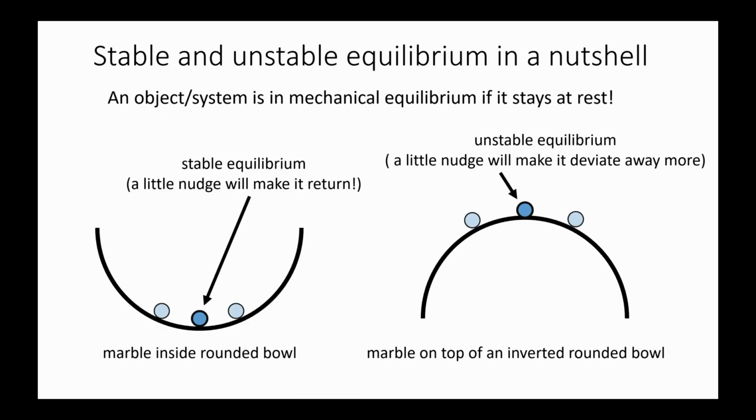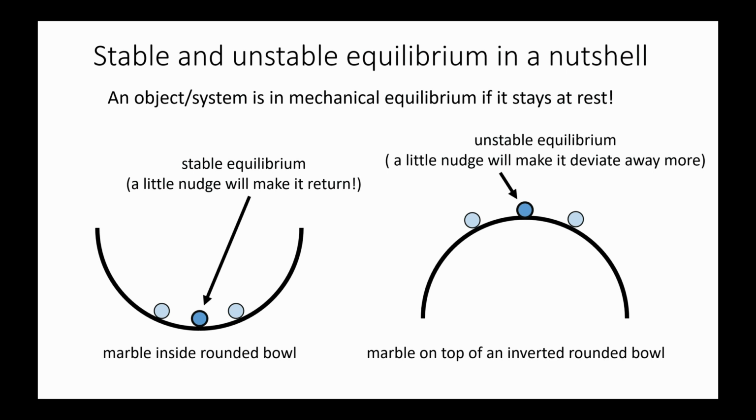All right, so now about the mechanics of stable and unstable equilibrium in a nutshell. To make a long story short, in mechanics, equilibrium is a state for a mechanical system or object where every part of that system or object stays at rest without external perturbations.